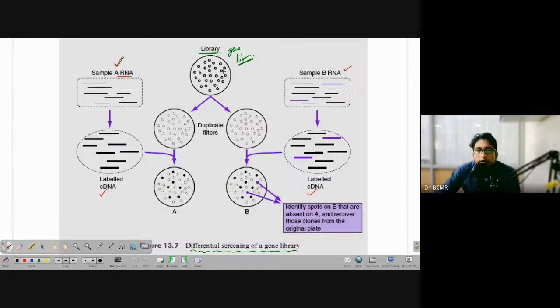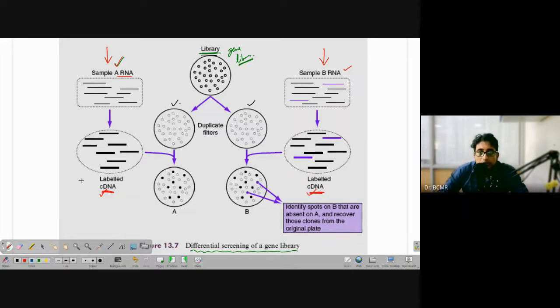So let's now try to find out. We take the gene library, and then we have plated them here, and we are making duplicate filters. That means we take a filter, make a print of it on one filter, take another one, and make another filter. So we have two filters here. What we are doing with the samples is we take RNA from sample A and RNA from sample B, and then we make cDNA that is labeled.